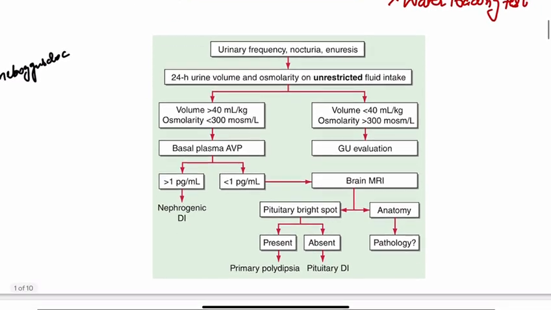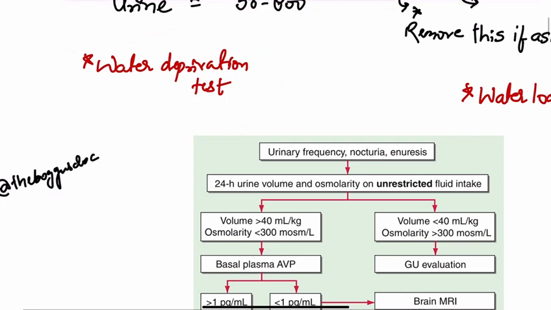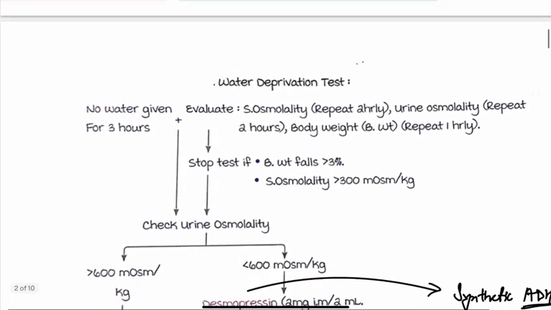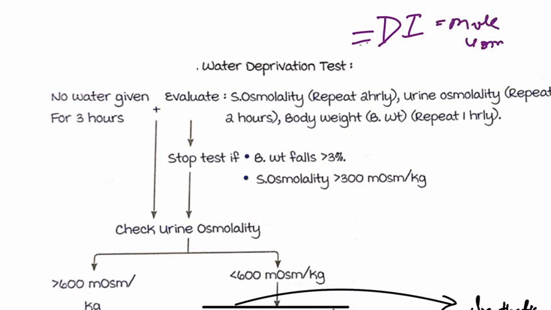Okay. Next, let's explain the water deprivation test. This is important for the exam also. In the water deprivation test, we are measuring what? Diabetes insipidus. If you think about diabetes insipidus, it means more urine. Simply remember that no water is given to the patient for 3 hours, and we evaluate serum osmolality, urine osmolality, and body weight. As there is diabetes insipidus, more urine will pass.